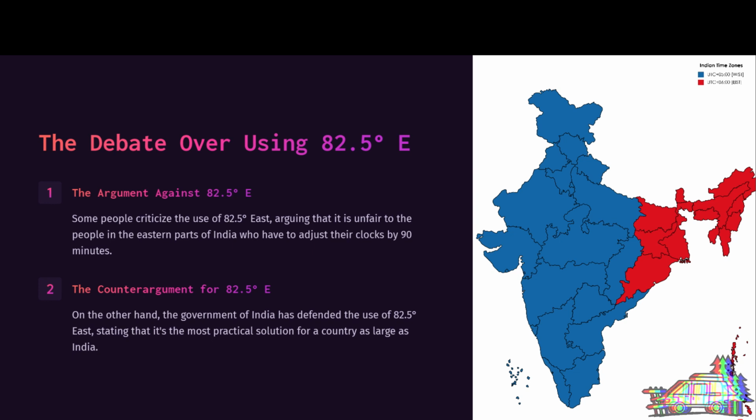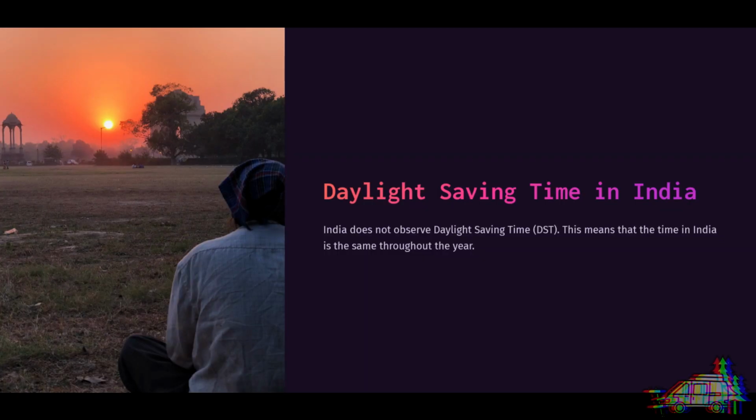The counterargument for 82.5 degrees east. On the other hand, the government of India has defended the use of 82.5 degrees east, stating that it's the most practical solution for a country as large as India. Daylight saving time in India. India does not observe daylight saving time, DST. This means that the time in India is the same throughout the year.